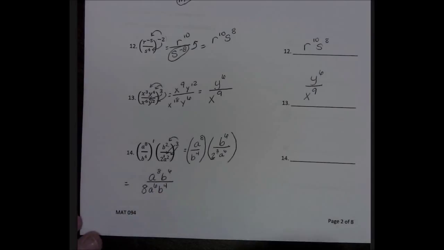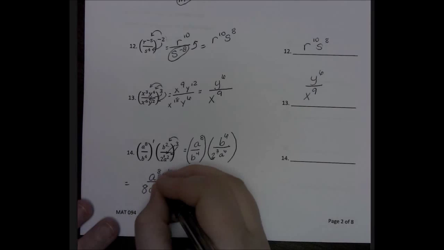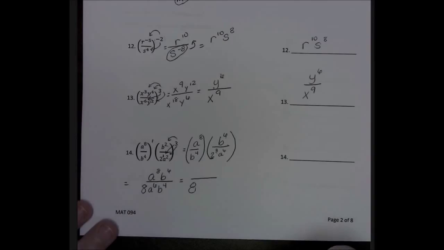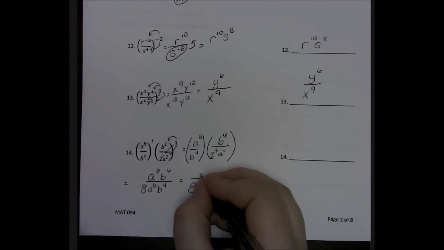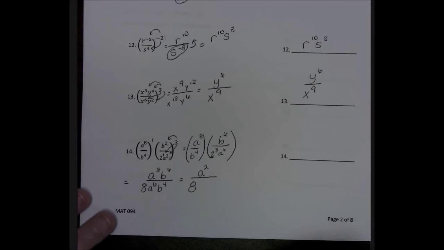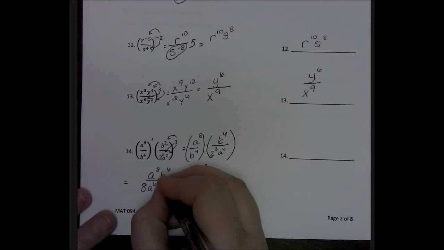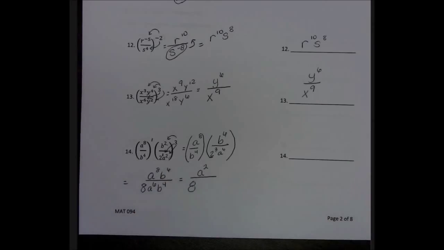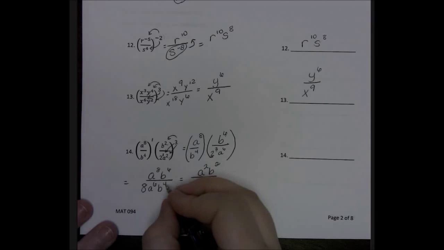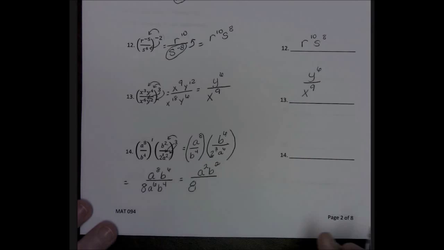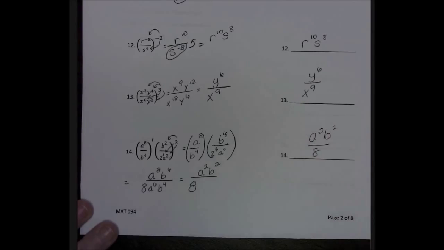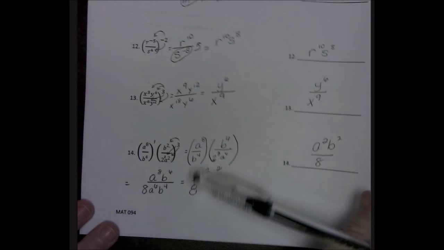So now for my a's, I have a to the 8th divided by a to the 6th. So when you divide your bases, you subtract your exponents. So 8 minus 6 is 2, and it goes on top because 8 is bigger than 6. And then I have b to the 6th divided by b to the 4th. 6 minus 4 is 2, and that's also going to go on top because 6 is bigger than 4, and your 6 was in the numerator. We are finished. That concludes page 2 of the study guide.